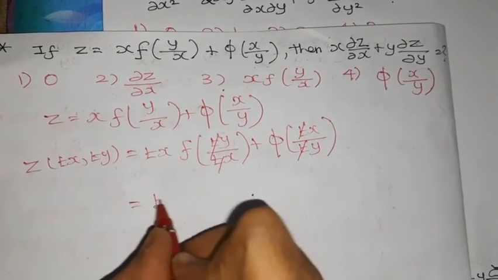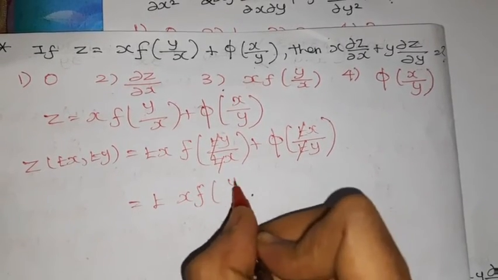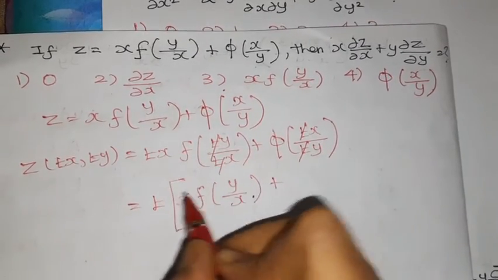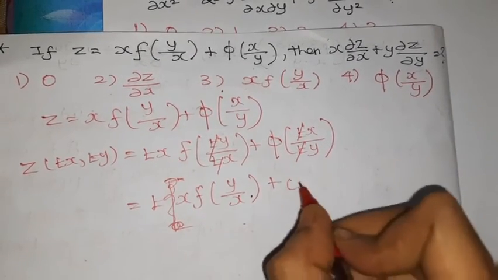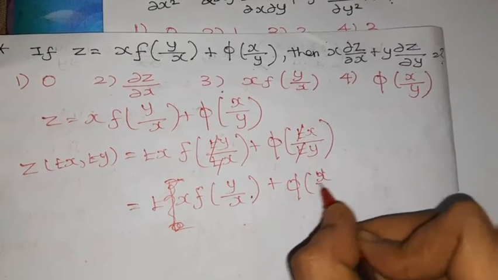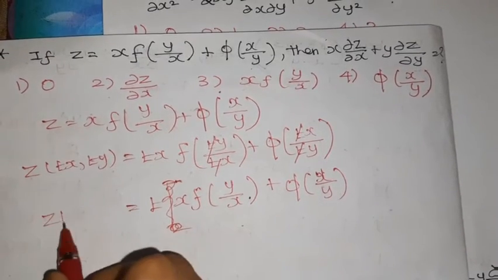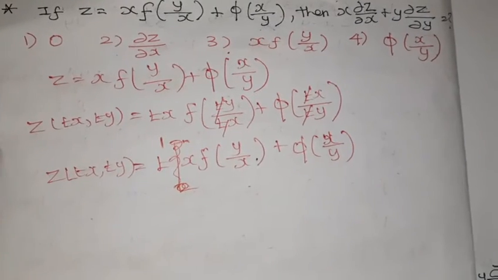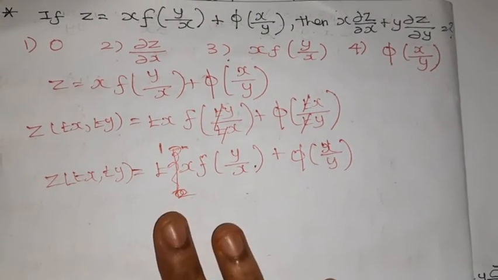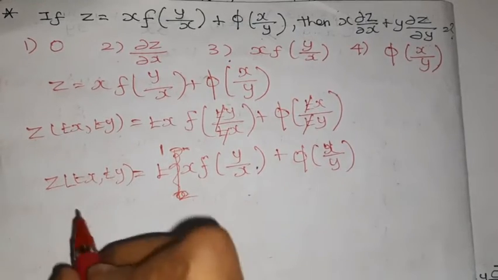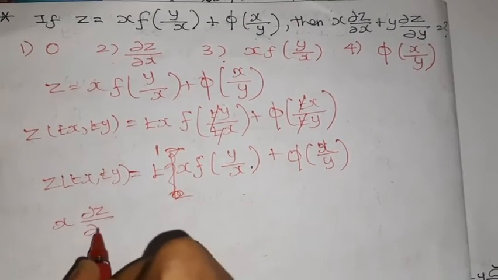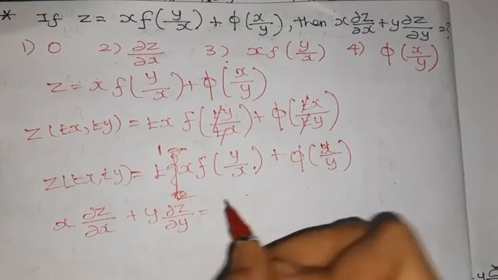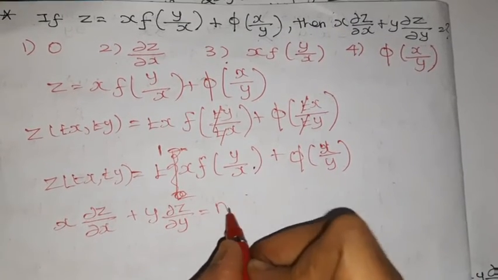So it is t into x of y by x, with t as common, plus phi of x by y. So see, it is of order 1, right? tx by ty, degree 1. So it is a homogeneous function with degree 1. And then what we do next is x ∂z/∂x plus y ∂z/∂y equal to n into z.